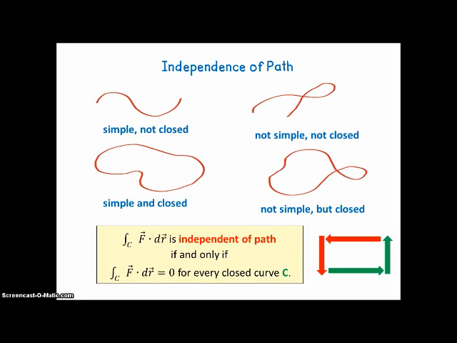Now this isn't very useful because we can't possibly examine every single closed curve to determine whether we have independence of path or not. So there's a better way.